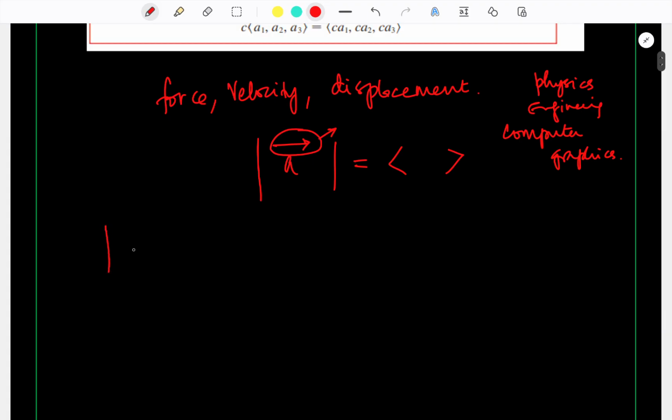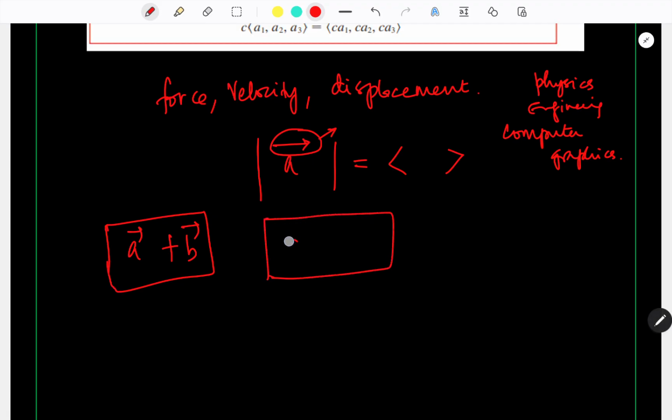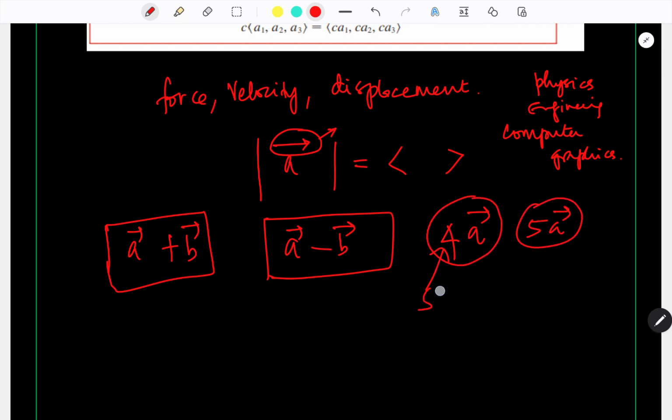We can do addition of two vectors, and we can do subtraction of two vectors. And we can do scalar multiplication of a vector, something like 4 times a, 5 times a. This is a scalar. So scalar multiplication of a vector is possible, but we cannot multiply two vectors like in algebra.